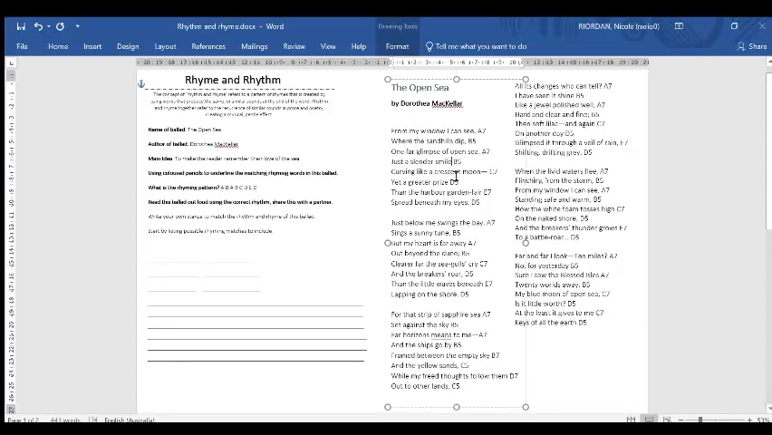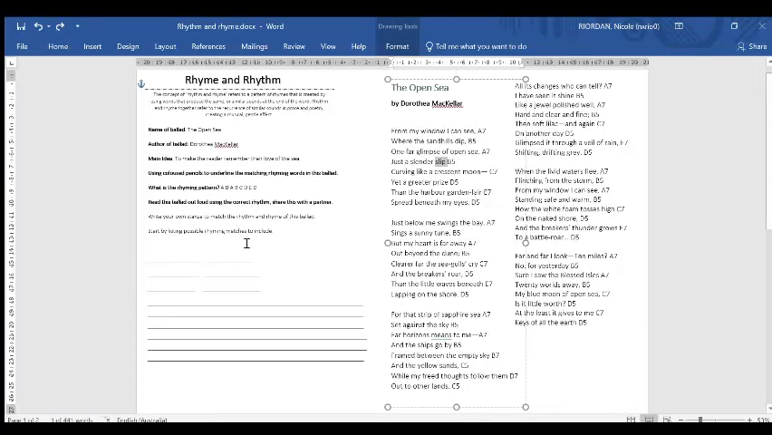So let's have a look at how that would sound in the poem. I'm going to read this now and see if you think it sounds good or if you think it doesn't sound so good. From my window I can see where the sandhills dip, one far glimpse of open sea, just a slender smile. It sounds weird, hey? Because it doesn't follow the 7-5-7-5, and it doesn't rhyme with dip, which just makes it sound a little bit weird because this is a perfect rhyme poem and we've just messed up the rhyme a little bit there. Okay, so let's just undo that.